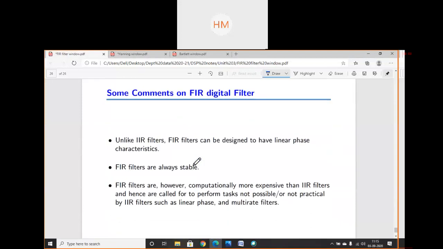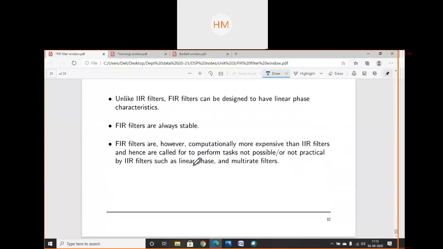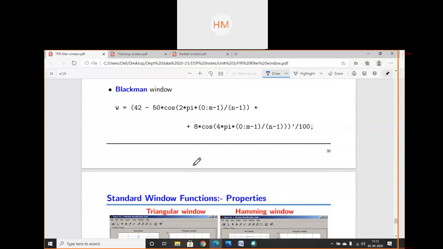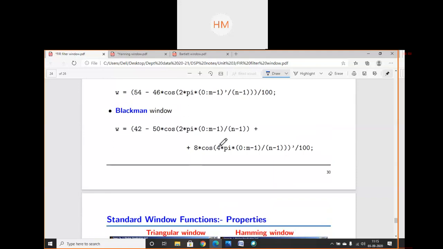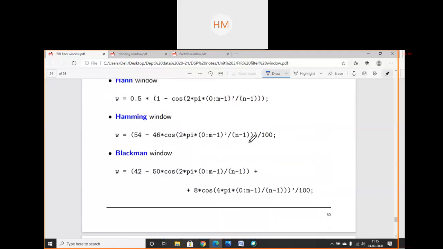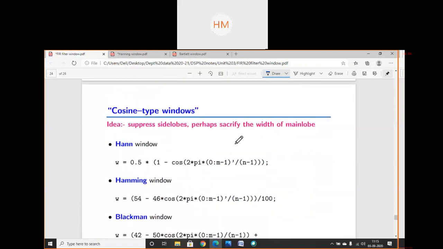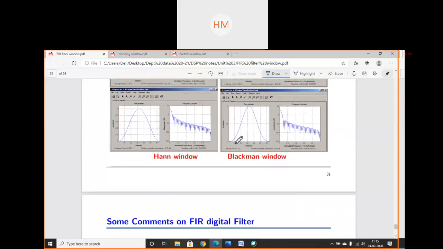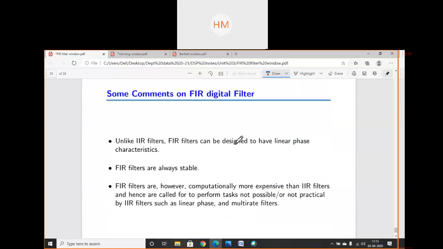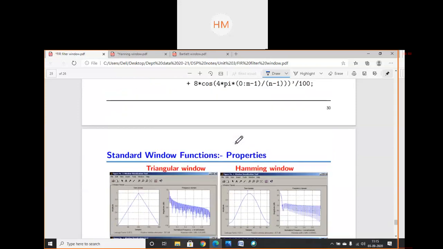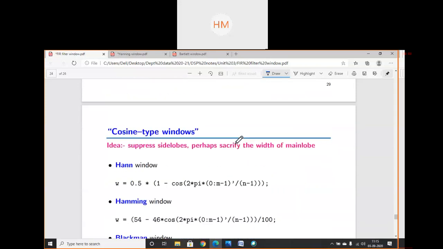And see, in MATLAB, we are having direct functions for all these filters. FIR filter windowing method. This is written: Blackman window function in MATLAB, Hamming window function in MATLAB, Hanning window function. No need to write equation. You can directly use Han function, Ham function to get this window function. Or you can write individual equation, then you can also solve.